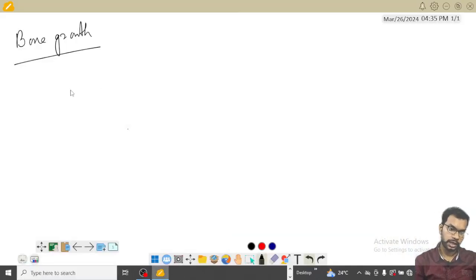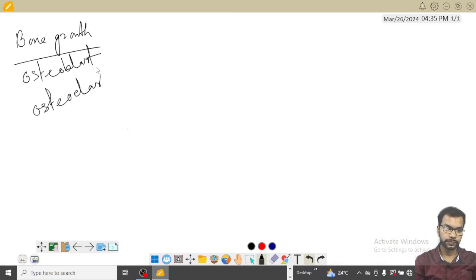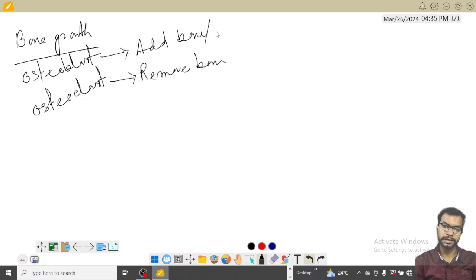There are another two types of cells, one is osteoblast and another is osteoclast. Osteoclasts remove bone and osteoblasts add bone. In simple language, they add bone or increase bone diameter. Okay, suppose this is a bone.